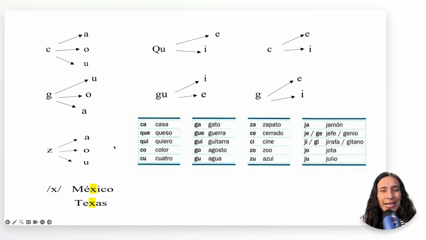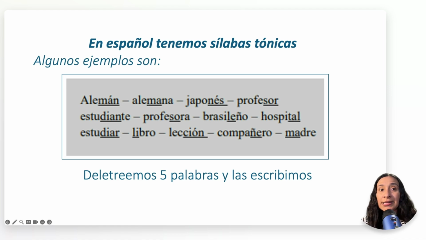Okay, so let's keep going. Our next topic is gonna be about las sílabas tónicas, because that's what we have. We have sílabas tónicas in Spanish. And, well, but first, what is a sílaba, right?